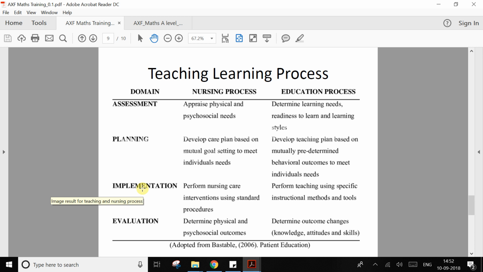So in AXF, the implementation is for 1 hour. So we teach 1 hour, 1 class. So this is your implementation part. After you implement a lesson, then you evaluate your lesson. So the evaluation process can be in the form of a test, a quiz, or various other activities. But in AXF, we have our midline and our endline to evaluate student learning.